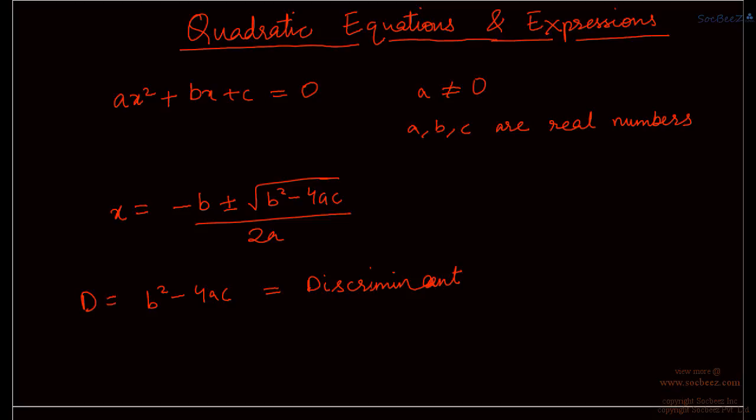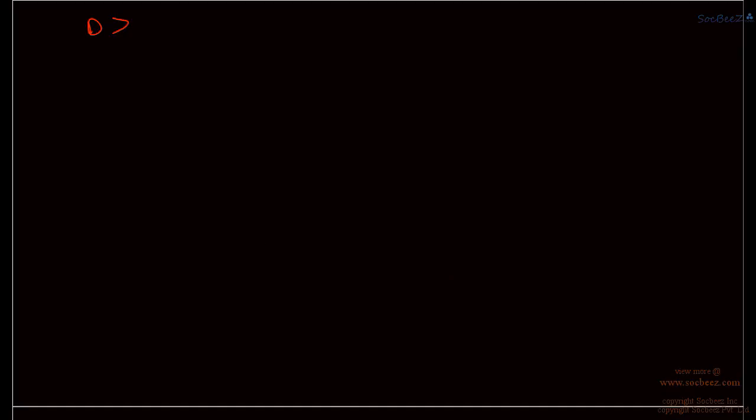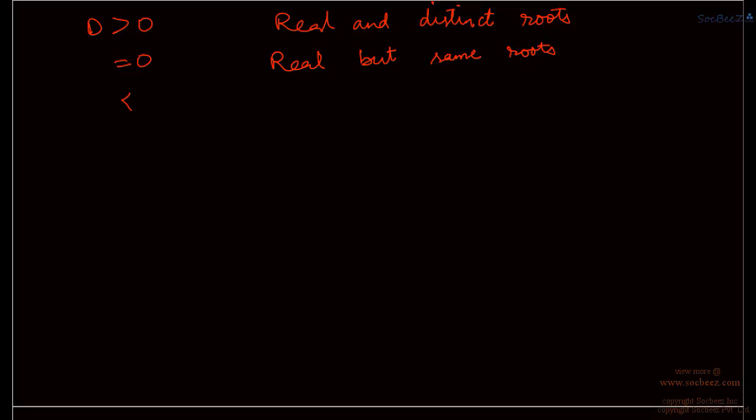This is denoted by capital D. If the discriminant is greater than 0, the square root of that will exist, and hence we will get real roots. So there are three cases. First, if the discriminant is greater than 0, you get real and distinct roots. If it is equal to 0, you will get real but same roots. And if it is less than 0, you will get complex or imaginary roots. They are not exactly the same, but they mean almost the same thing. This is the basic condition for the nature of the roots.